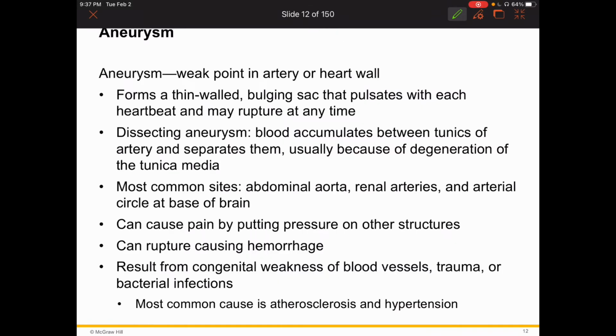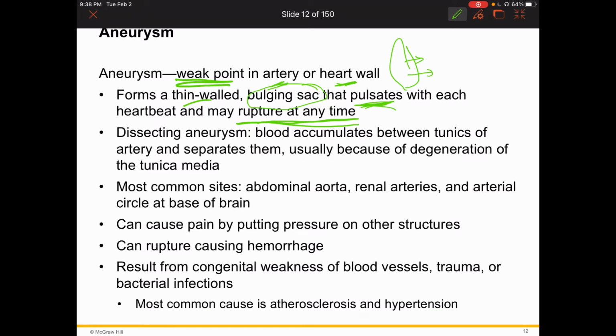Okay, so let me go back to the bullet point list. Things to think about: it's a weak point due to thinning and damage in an artery or sometimes the heart wall. Usually we're looking in arteries. Aneurysms occur in the brain, aortic aneurysms, really lots of places. It forms a very thin-walled sac. That's the point where we've broken past the tunica intima and we're starting to leak into either the media or externa. The really dangerous thing is that as the heart beats, it pulsates with every heartbeat, and that can lead to rupture at any time, especially as it's continuing to thin.